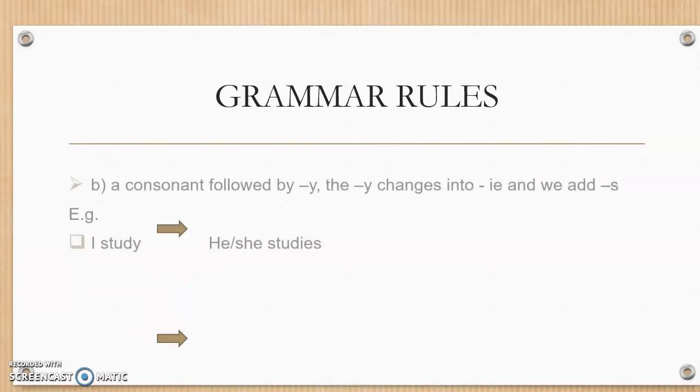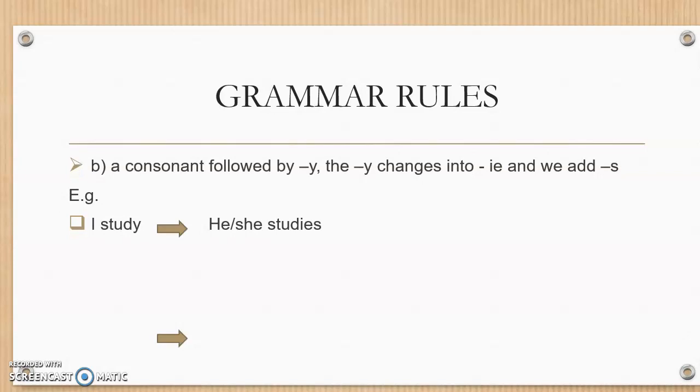Then B, a consonant followed by y, it changes to ie, and we add s at the end of the verb. I study becomes he studies.